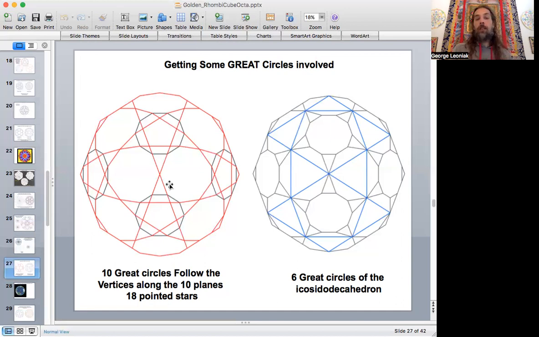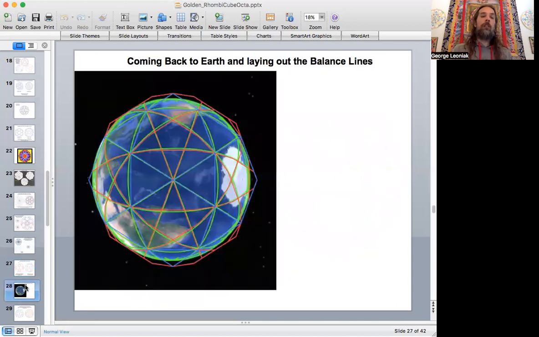So there are 10 here, basically, is what I'm saying, 10 of those hoops. And it also contains the Icosahedron, remember? So these would be the 6 great circles. So I have 16 circles already within here.